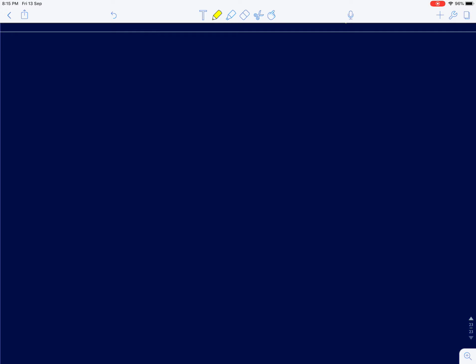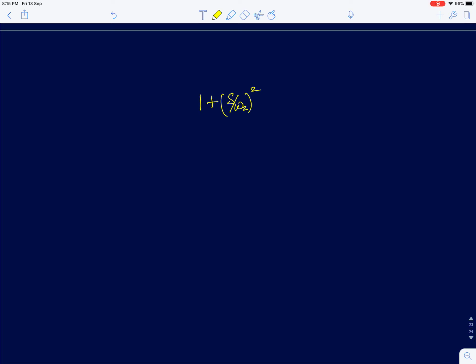The third one, this is the most interesting part, which is the system which actually has a 0 at omega equal to omega z.